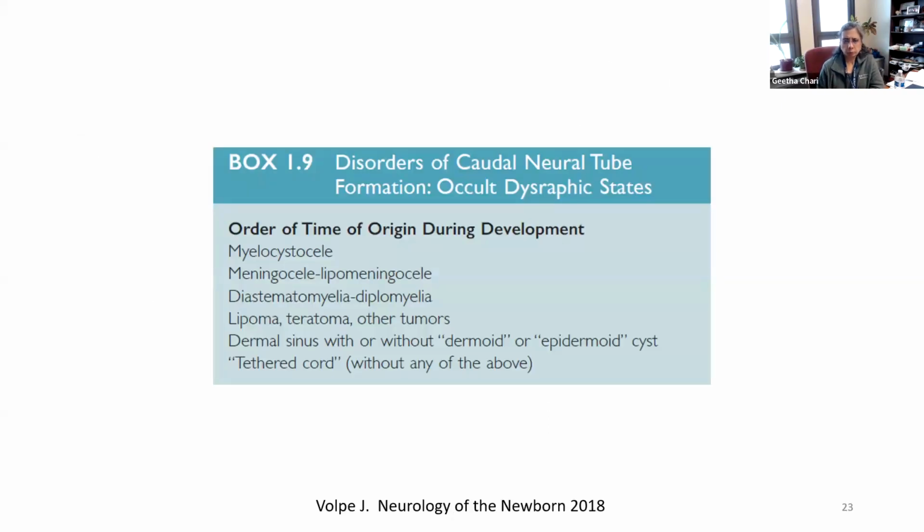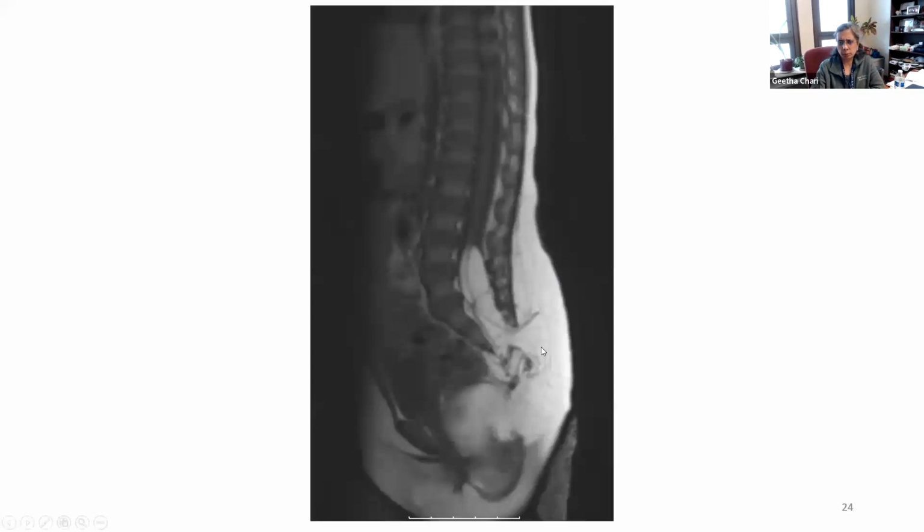As you go along, if the defects are not as devastating as these are, and the abnormalities are more towards the second month or the third month, you can end up having other malformations, things like lipomeningocele, lipoma or teratoma within the lower end of the spinal cord, or you can just have a dermal sinus or a tethered cord without any of these malformations. So these are the caudal neural tube defects, which you can see in some of the children that are born there. So this is an example of a child where you can see the lower end of the spinal column.